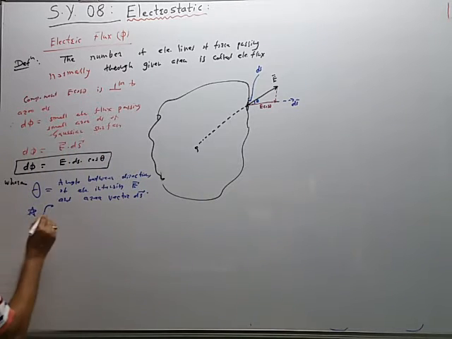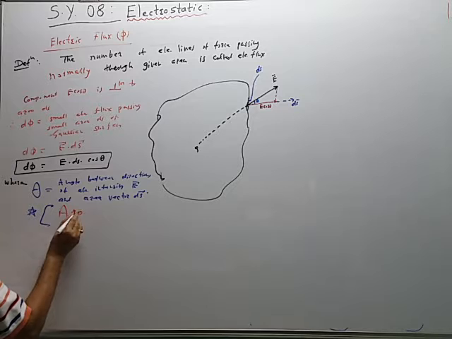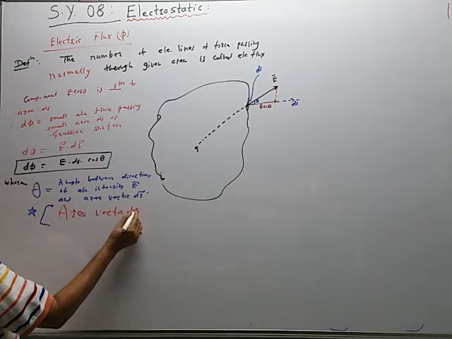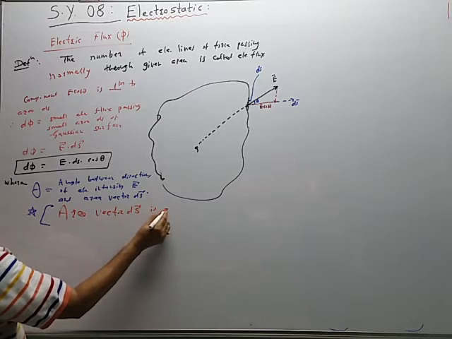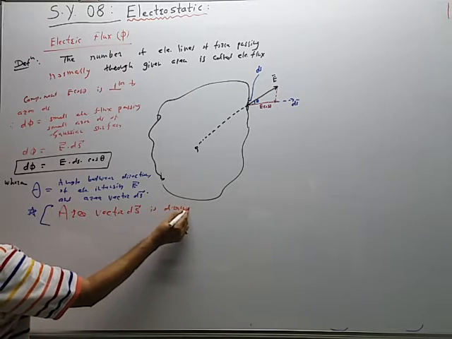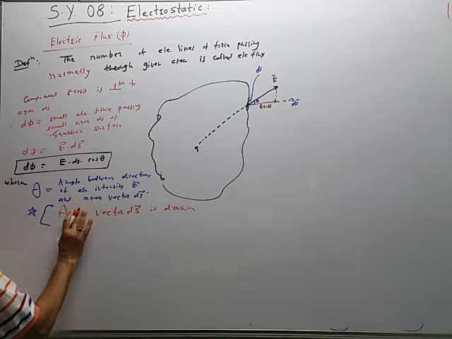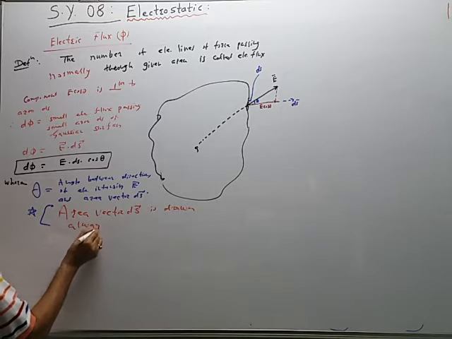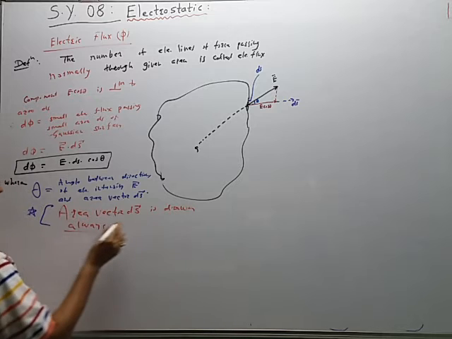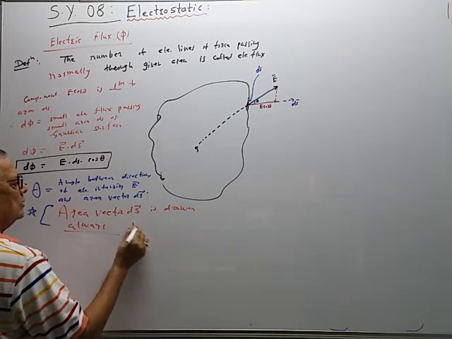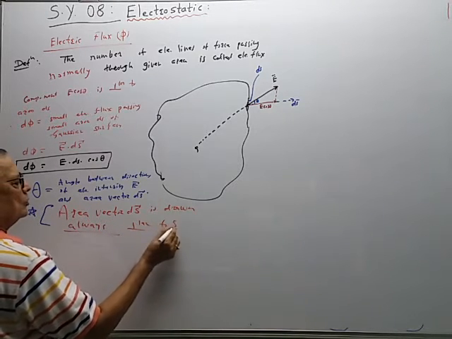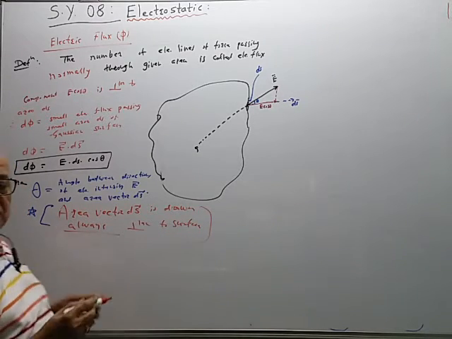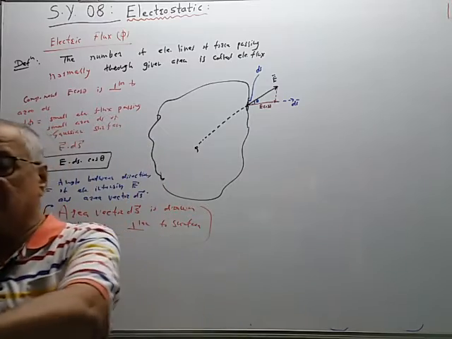Area vector ds is drawn always perpendicular to the surface. Again, I will give the same example.